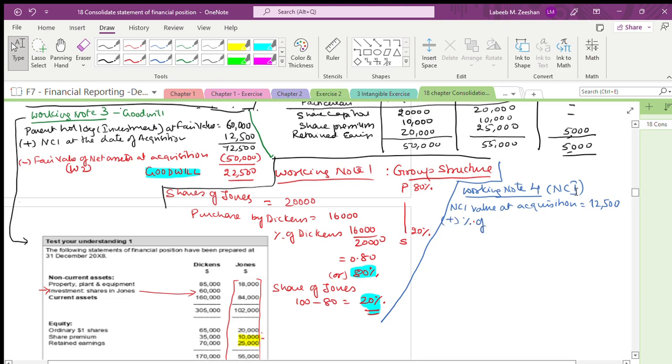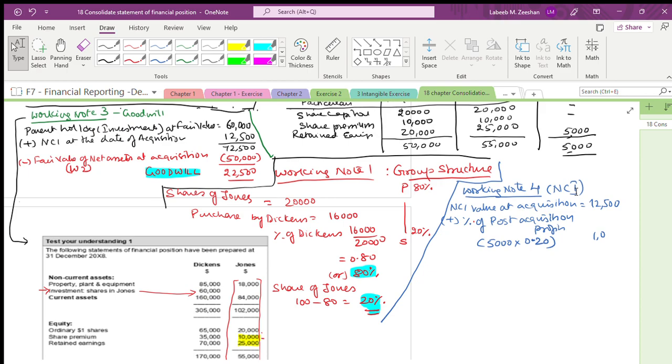percentage of post acquisition profits. Post acquisition profits are how much? 55,000. How much is the percentage? 0.20, 20%. It comes to 1,000. 13,500. Fine. Now you understand first what we have done.